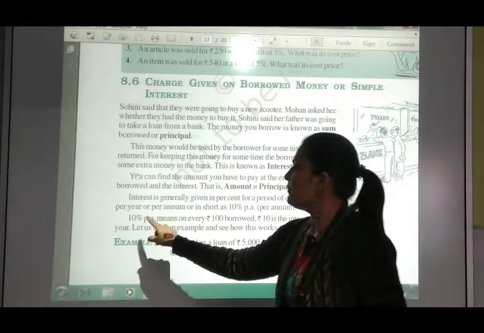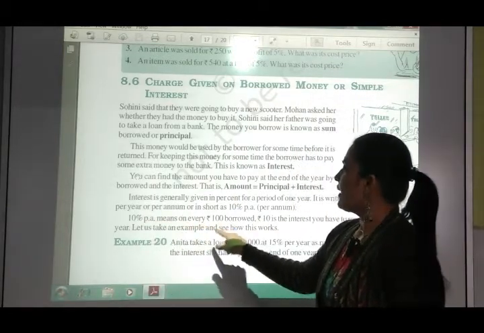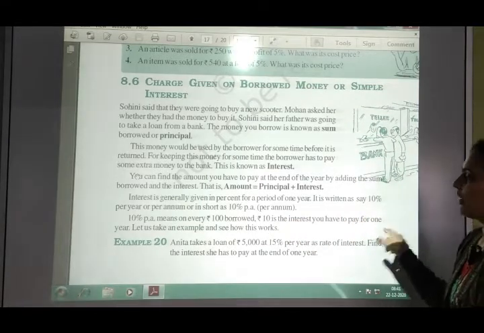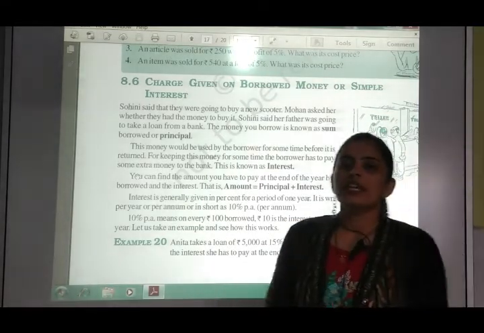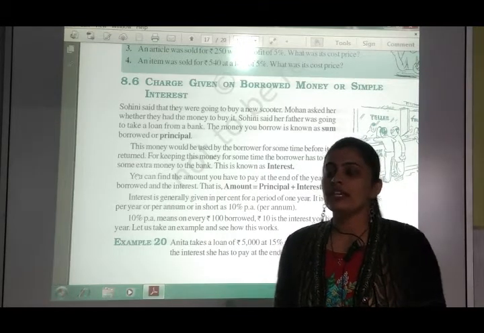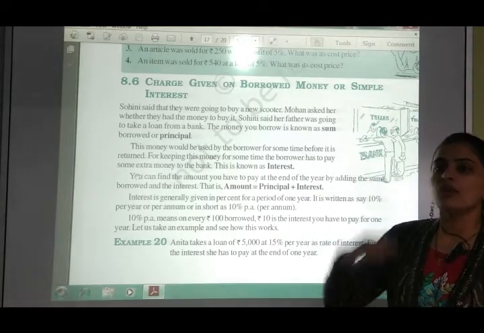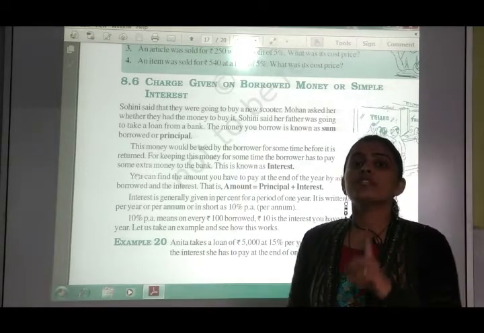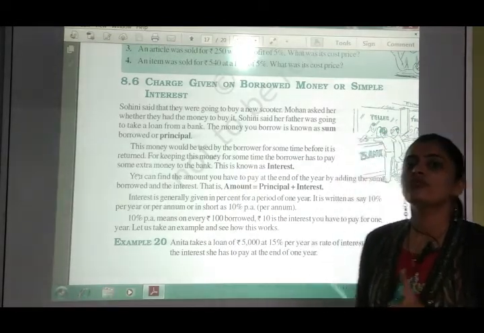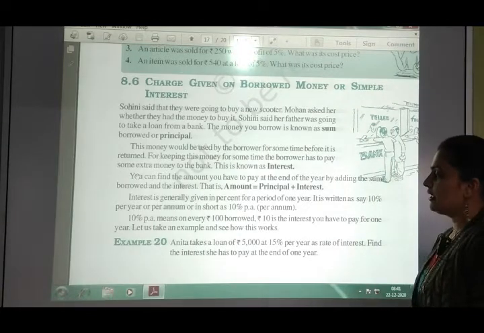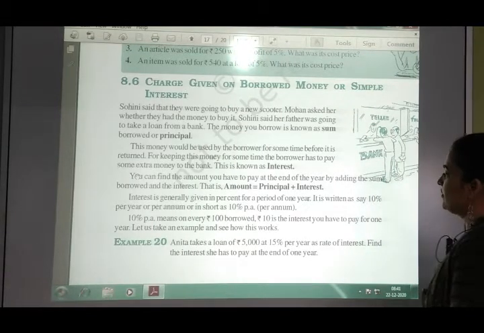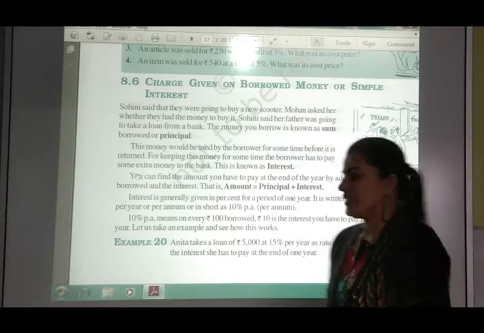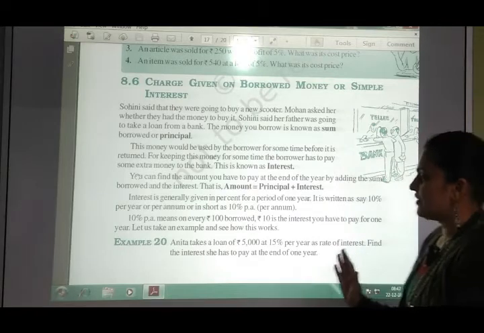So here 10% PA means on every rupees 100 borrowed, rupees 10 is the interest you have to pay for 1 year. What is the meaning of 10% PA? Suppose rupees 100 you are borrowing for 1 year, then how much money do you have to pay back? 10 rupees more will be charged from you for taking that money. So that more 10 rupees is called what? Interest, and 10% PA means that interest rate.